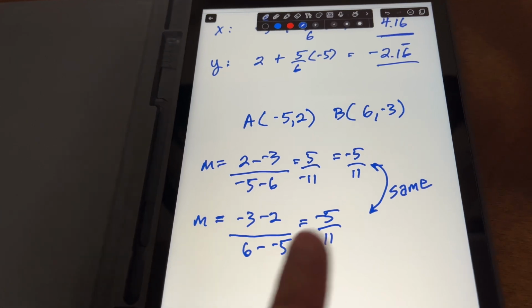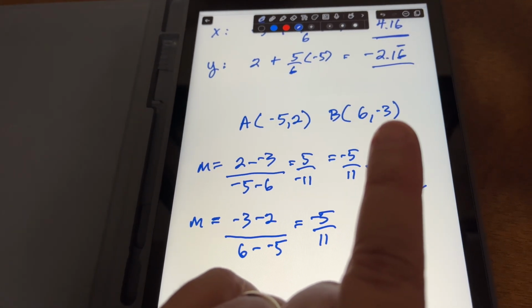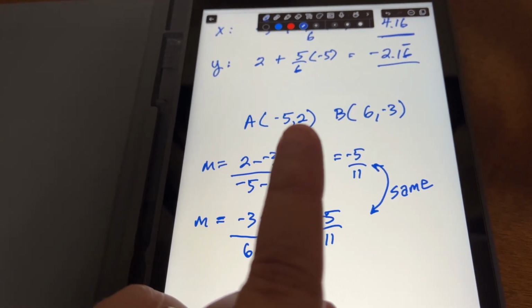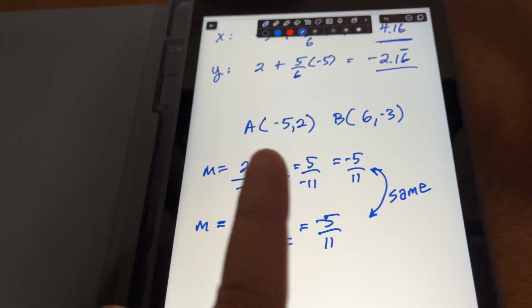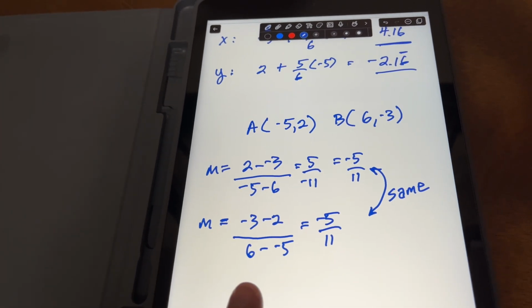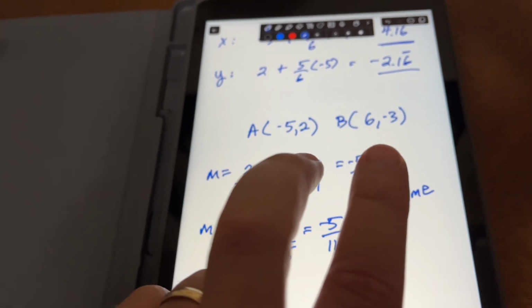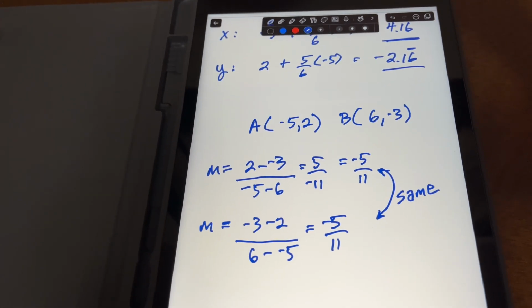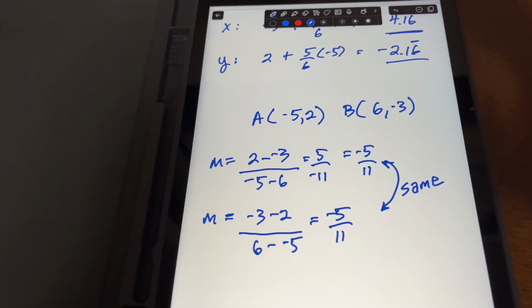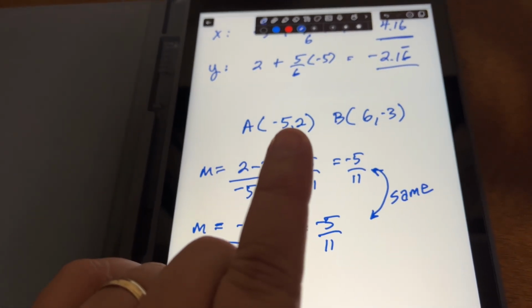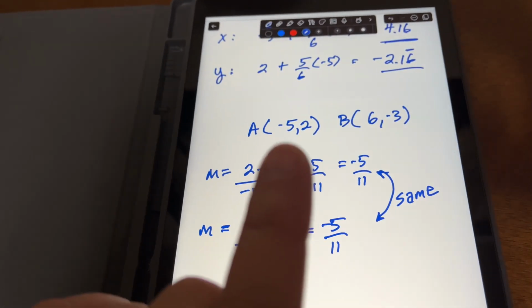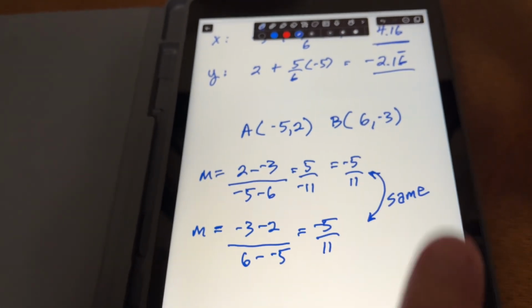But alternatively, I could have started over here with y sub 2 and done minus y sub 1, and then I would have needed to come over here. So you can do it either way. It doesn't matter which point you start from, because a lot of times students ask, which one do I start with? Well, it doesn't matter as long as you're consistent. So if I start over here with the y's and go that way, I need to start over here with the x's and go that way.